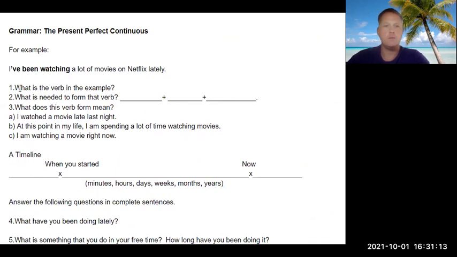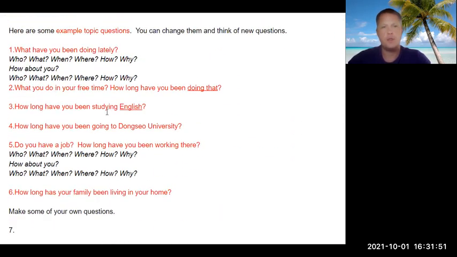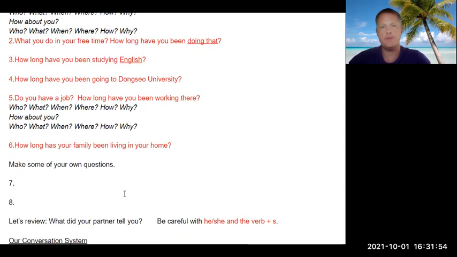All right. So what is the verb in the example? This is the verb. Okay. And what is needed to form that verb? So what's first? We have. What's next? We have been. And what's last? A verb with ing. Right? Have been watching, studying, going, working, living, etc.